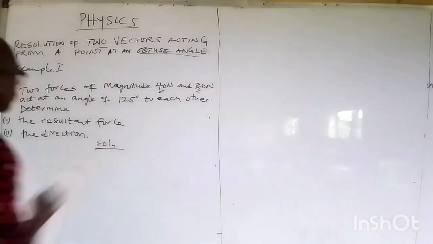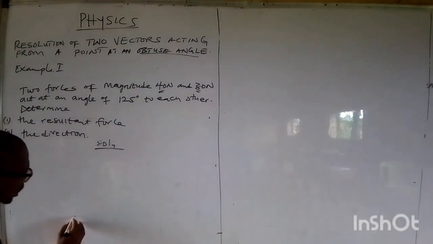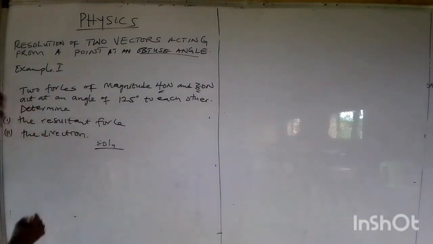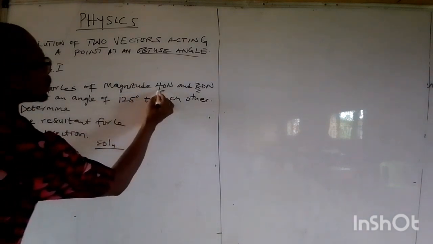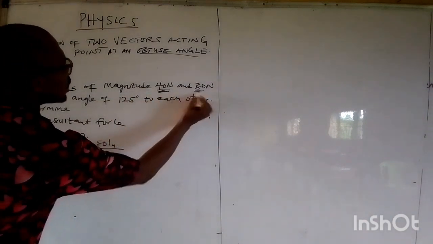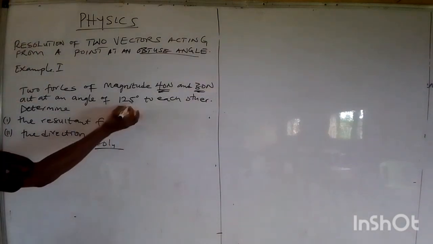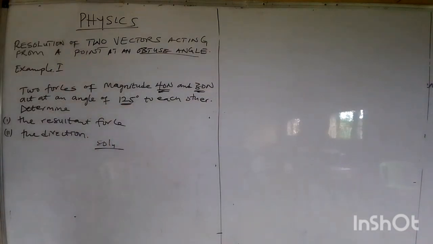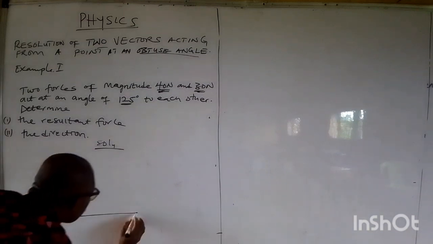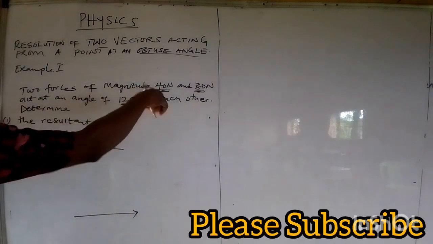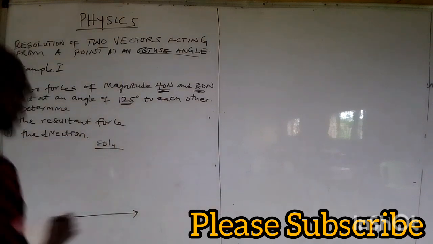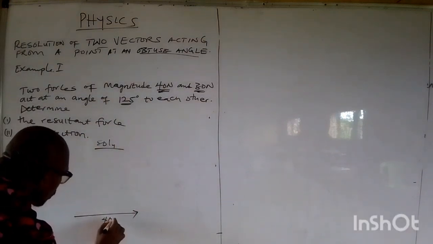Solution. The first thing we do is we replace, assuming the two forces are these, 40 Newton and the 30 Newton. And then the angle they are acting at is 125 degrees. So we represent the first line, which can be the 40 Newton force or the 30, as the case may be. So let's put 40 Newtons here.